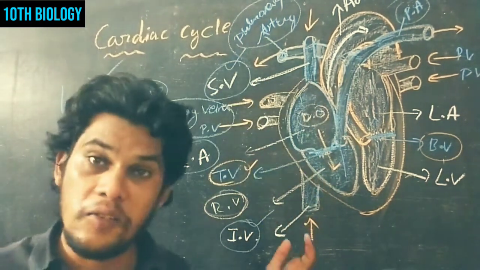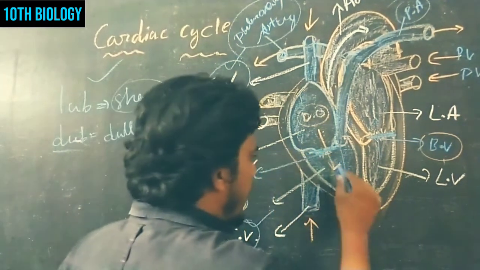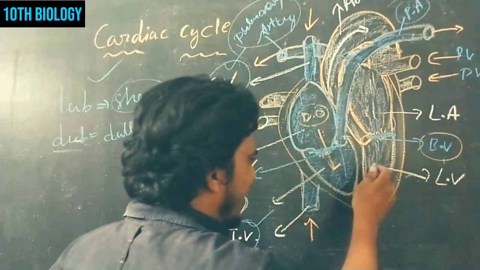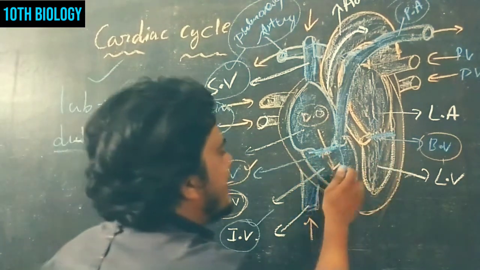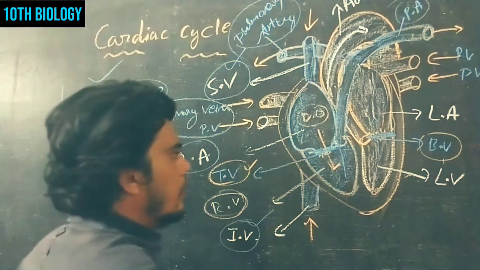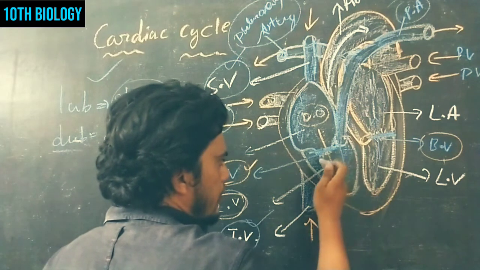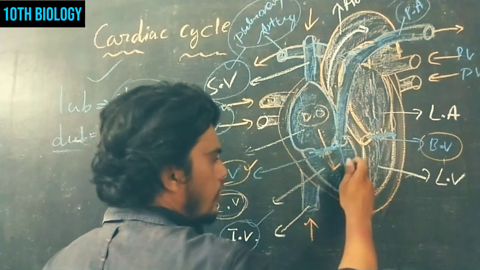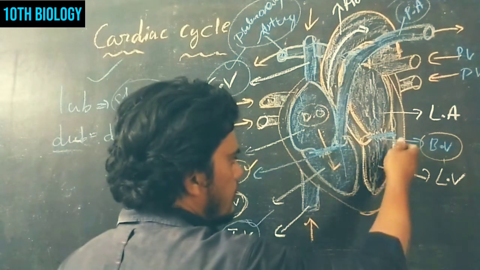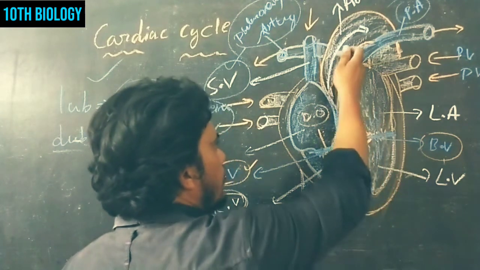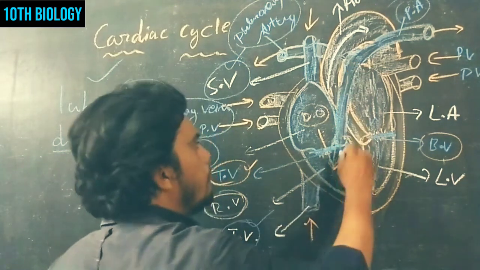What about the dull sound? Look at here, dear students. When the auricle contraction is completed, what will happen later? They start relaxing, yes or no? When they start relaxing, the blood is pushed into the vessels. So the deoxygenated blood present in this ventricle goes to this vessel, as well as the oxygenated blood present in this ventricle goes to the aorta. So while they start relaxing, the blood present in these vessels tries to come back.